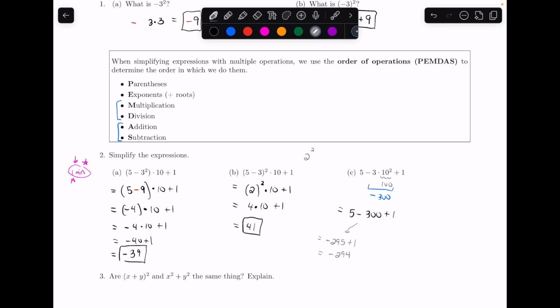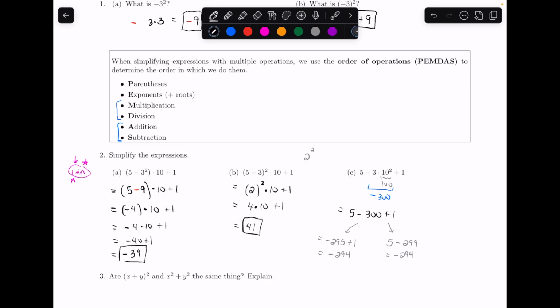So I could do it that way. Or if I wanted to keep the 5 as it is, I could deal with this addition, except I've got to do negative 300. The negative's part of it. Negative 300 added to 1, so that's going to be minus 299. And now if I do the subtraction, I'll get negative 294.